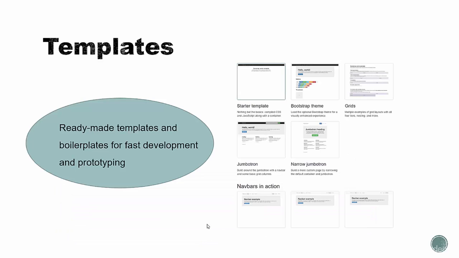Bootstrap also gives you predefined templates you can use. So over here you can see some of the examples. These are right from getbootstrap.com. So if you want to start with a nav bar, start with a jumbotron, things like that. So let's go ahead and I'll show you how to download Bootstrap, how to implement it, and we'll take a look at some of the templates next.